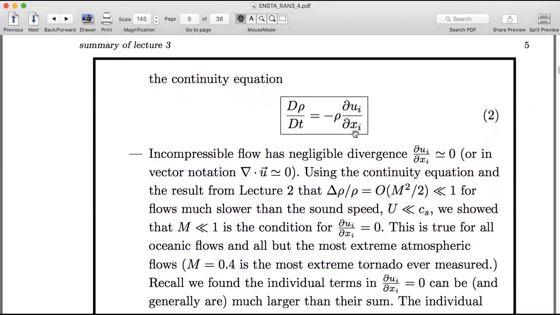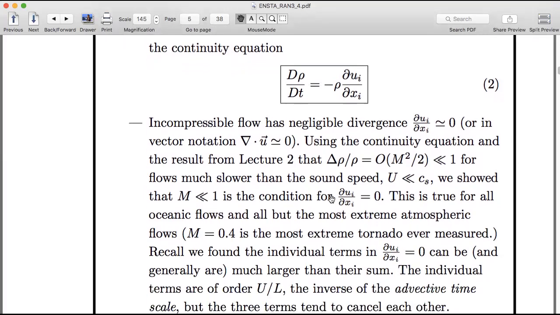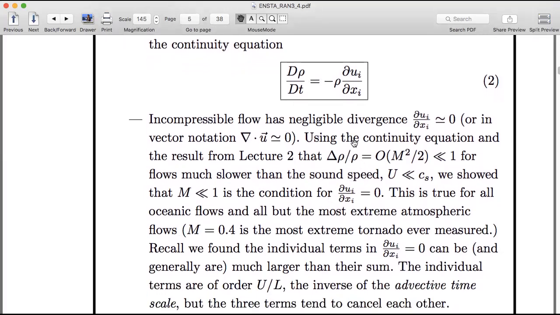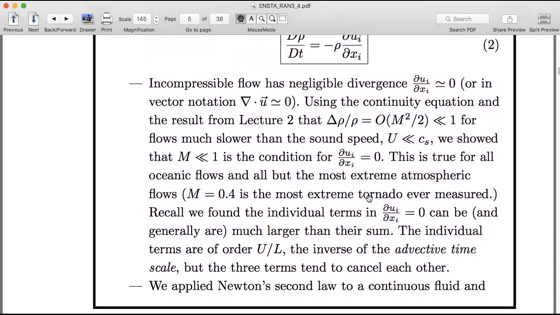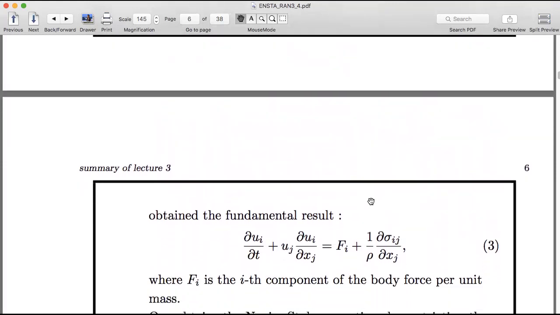But I call it the divergence because that's the vector calculus name for that quantity. Here it is, written in vector notation. So when a flow is incompressible, it means its divergence is small or approximately equal to 0, which we write like that. And I just explained this subtle scaling at the start of this class, so I think I can skip that in the summary.